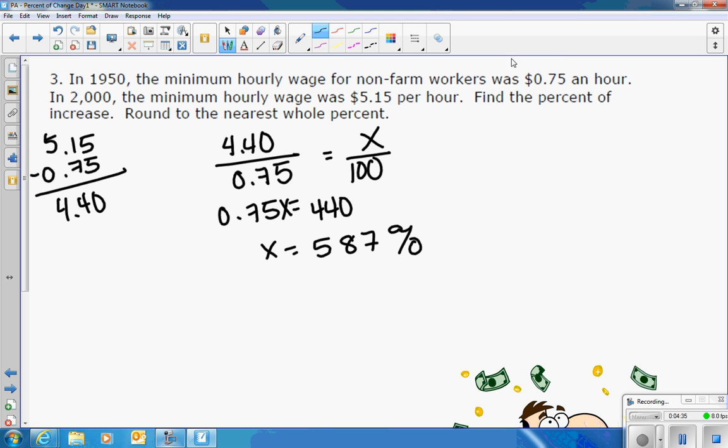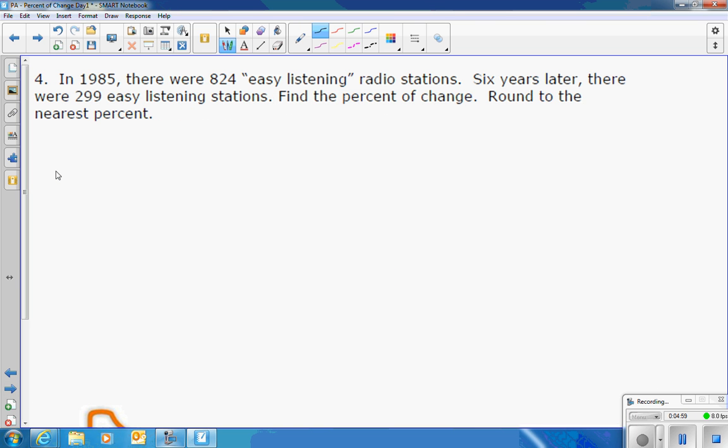Okay, so that should kind of make sense because 75 cents is so much smaller than 5.15. So if it went up by that amount, it went up by more than 100%, because 100% would be if it increased by 75 cents to $1.50. This says it's 587%, so it's increased much more than that.